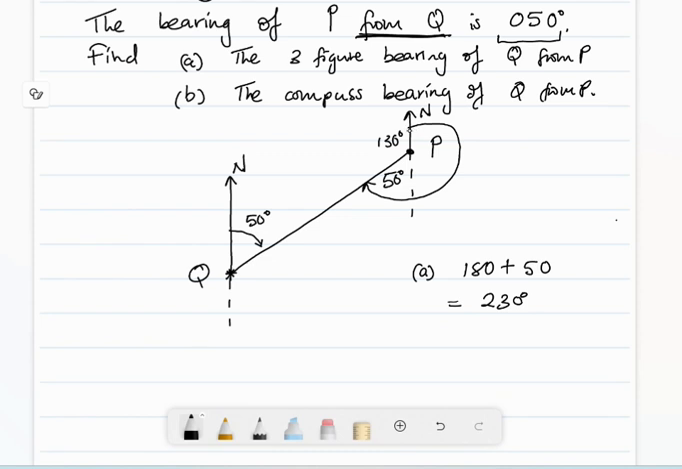And then the compass bearing now, you can't measure from the north in an anti-clockwise direction. You can only measure from the south of P, in a clockwise direction. So you know this is east and this is west. That means we have our answer as south 50 degrees to the west. Okay, that's how you deal with this one.